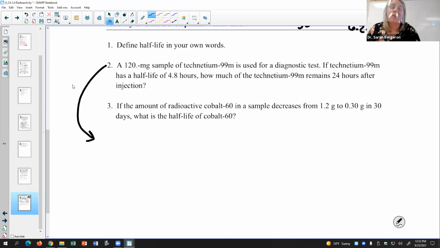So this is the same sort of setup as the last problem we did. What's the first thing that you need to find out? How many half-lives have passed, right? So we know it's 24 hours after injection, but how does 24 hours convert to number of half-lives? So what's a half-life?